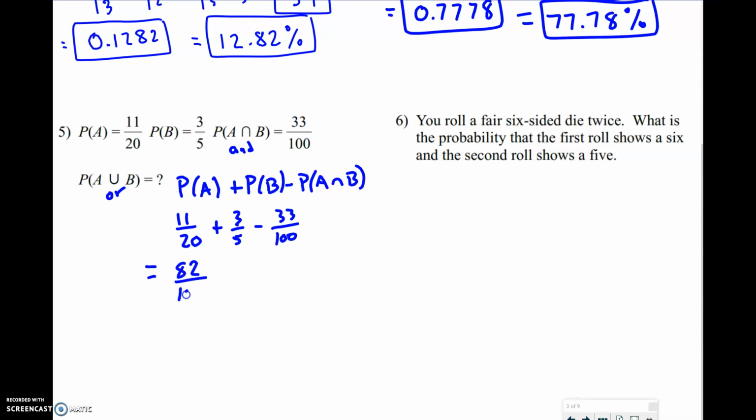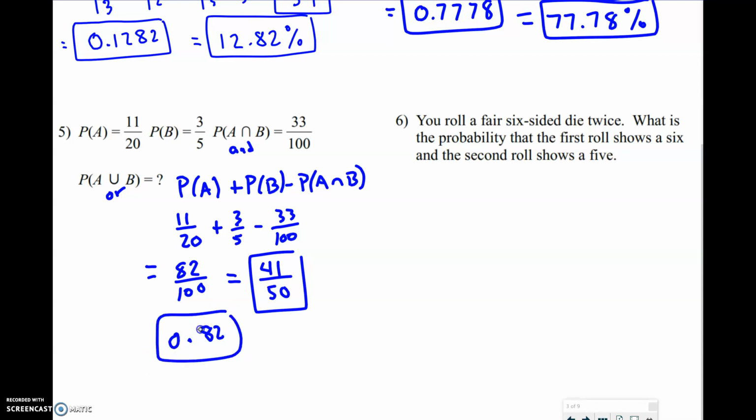Common denominator for those 3 fractions is 100. It comes out to 82 over 100, which, if we reduce the fraction, is 41 over 50. And if you need a decimal answer, it's 0.82, and that is 82%.